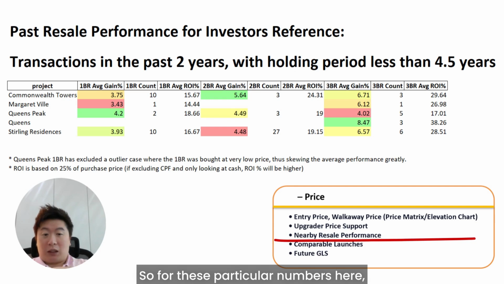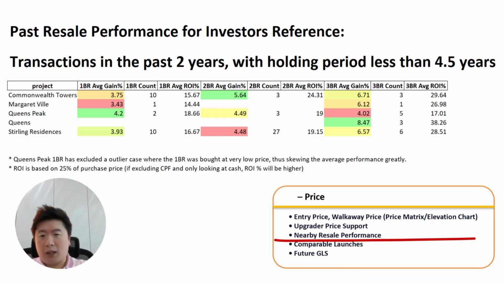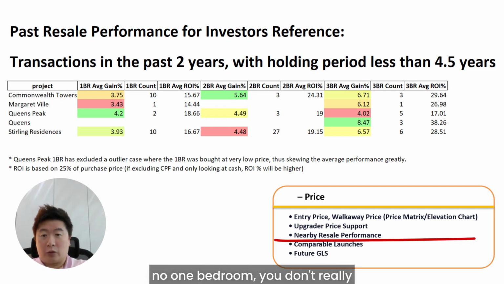So for these particular numbers here, this is for holding periods of less than 4.5 years, for investors' reference. You see for the 1 bedroom gain, Queenspeed is the best here. But Penrith, because there's no 1 bedroom, you don't really need to worry about this. It's just FYI. And it's only 4.2% for the annualized gains.